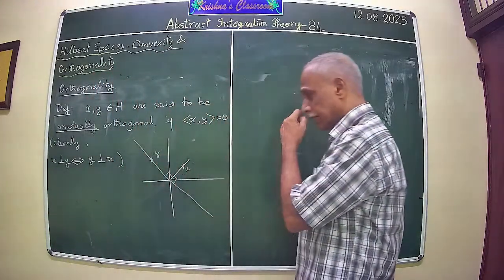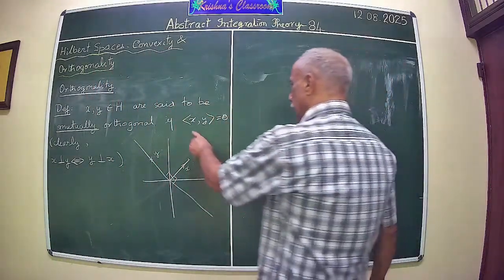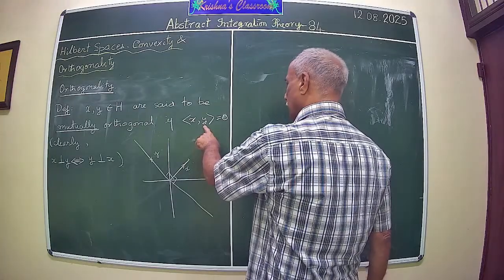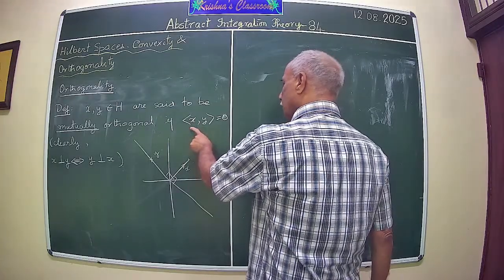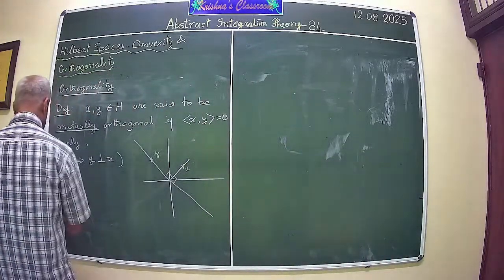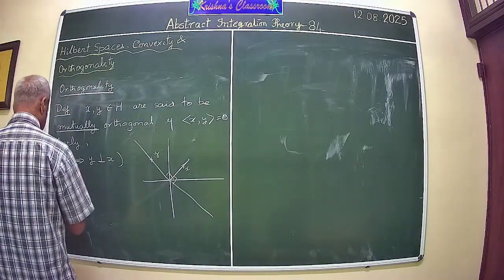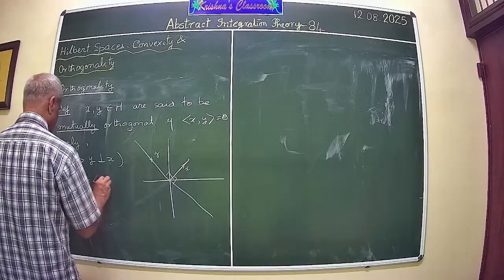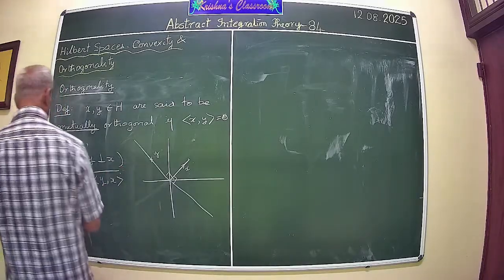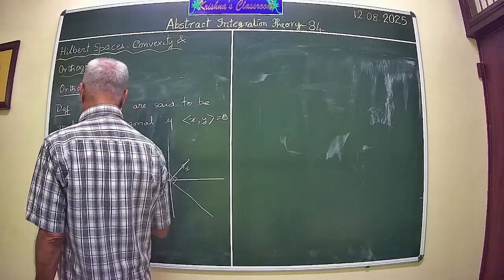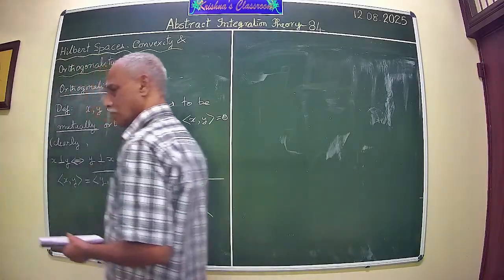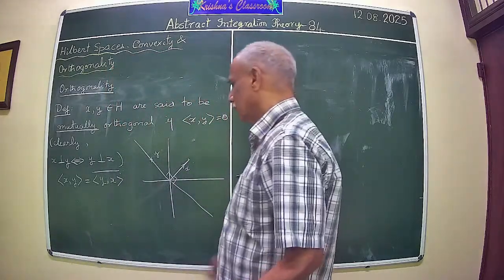That's very clear, because the inner product of x with y is the same as the conjugate of the inner product of y with x. So if the inner product of x with y is 0, that means the conjugate of the inner product of y with x is 0, which means the inner product of y with x is 0. So y is orthogonal to x.